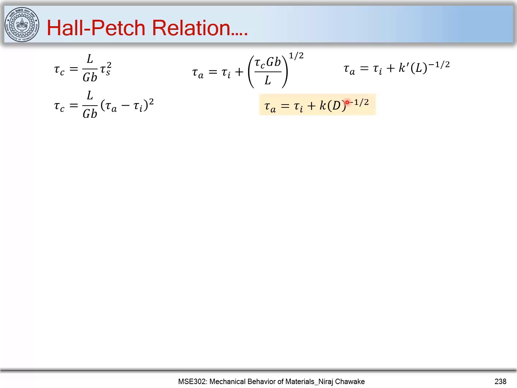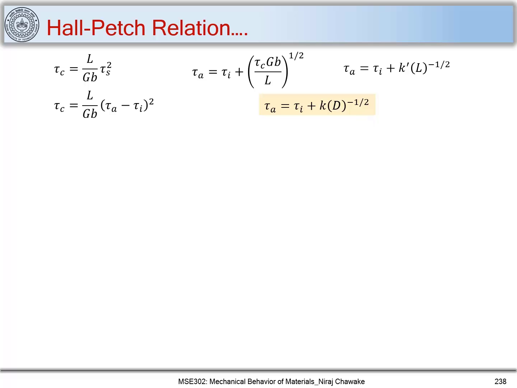And what I can write here is that tau A is equal to tau Y plus K d to the power minus 1 by 2. So here I have replaced this L in terms of a grain size. This is our grain size, and L was a distance from the source, that is a dislocation source, to the grain boundary, and I can replace that L in terms of d, and I can make sufficient changes in the constant, and I replace this K dash with K, so it takes care of this relation. So we get tau A is equal to tau Y plus K d to the power minus 1 by 2, and this is what is a Hall-Petch relation.